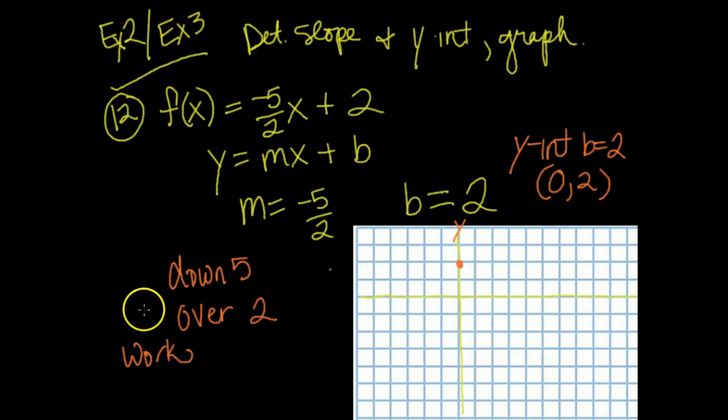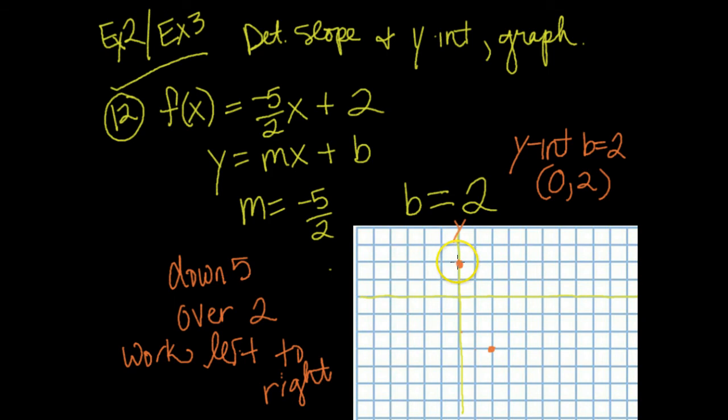Which way do I go? Do I go over to the left or over to the right? I always work left to right. So I'm starting at that point, 0, 2, and you can visualize it. I'm going down 5 units, 1, 2, 3, 4, 5, and I'm going over 2 units.